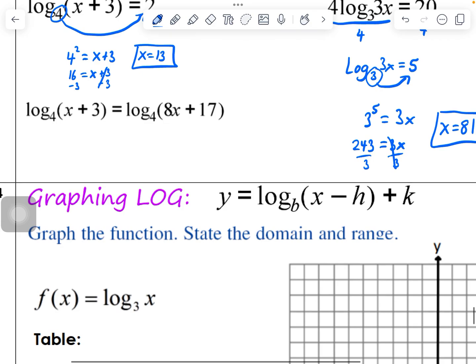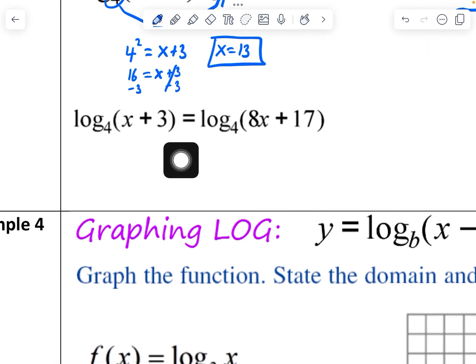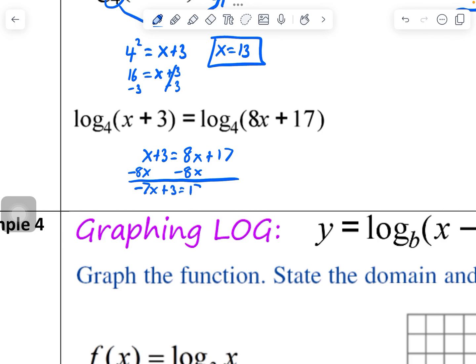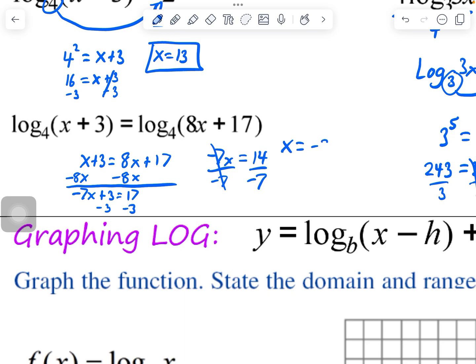Okay, last one here. Remember that if the bases of the logs, which are 4 and 4, are equal, then you can set the pieces next to them, the x plus 3 and the 8x plus 17, equal to each other. So I'm going to move my 8x. We would get negative 7x plus 3 equals 17. Subtract 3 from both sides. We get negative 7x equals 14. Divide by negative 7, and we get negative 2. This is where the issue comes up.